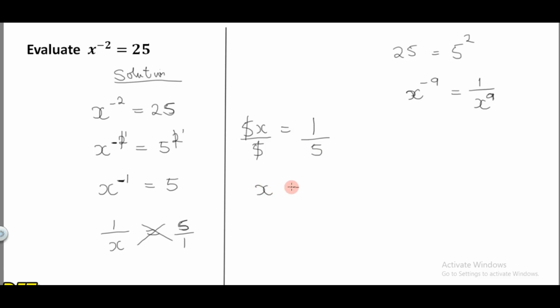So my x is equal to 1 all over what? 5. This is my answer to this question. It's quite simple and straightforward, right?